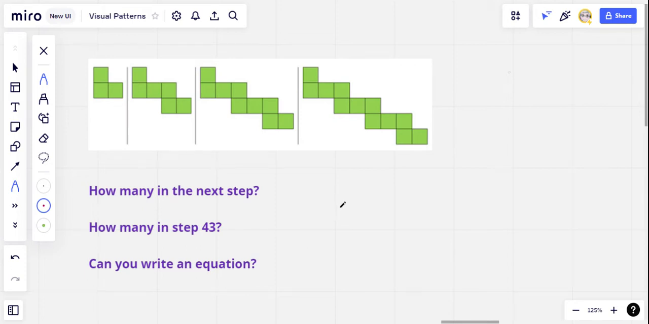Hi everybody, here is another visual pattern challenge. And if you've been following along and doing these visual patterns up till now, I think this one is going to be a piece of cake for you. You should have this down pat by now.